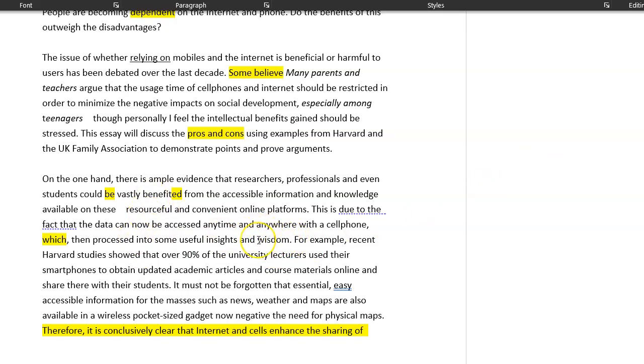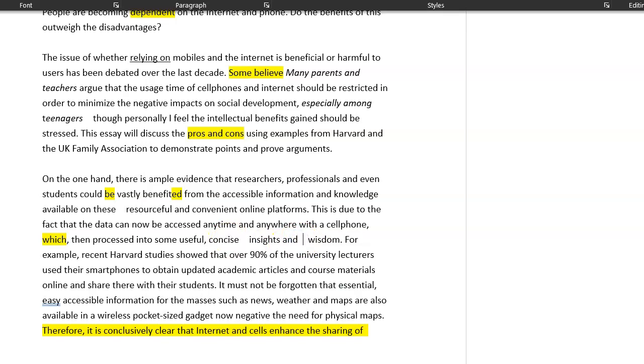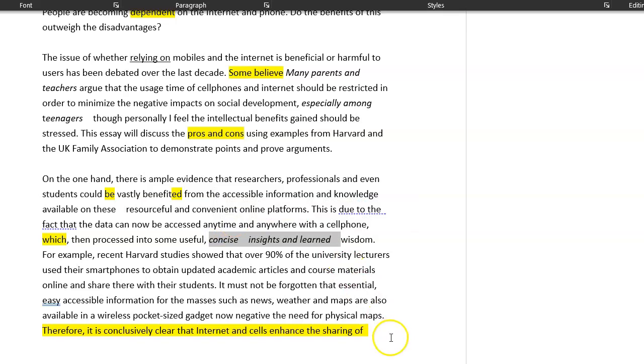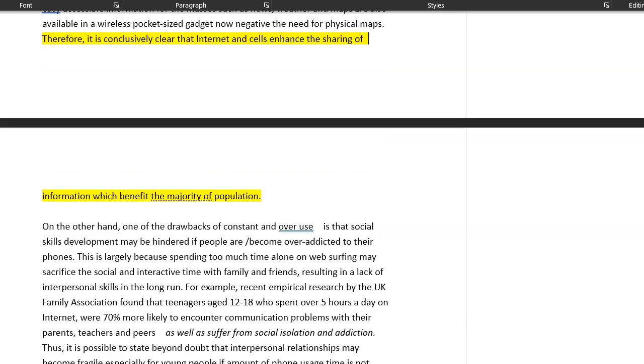Get maybe some more adjectives in here. You've got a lot, but and some useful, maybe concise insights and learned wisdom or something. I mean, just putting a few little adjectives in there really boosts the vocab side of it. Can you also get me a second conditional in your next essay somehow?